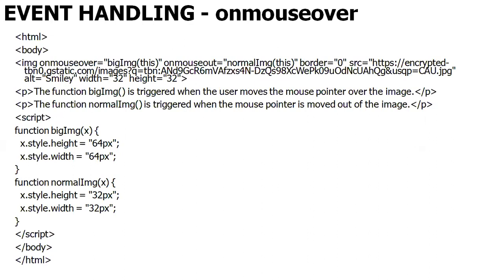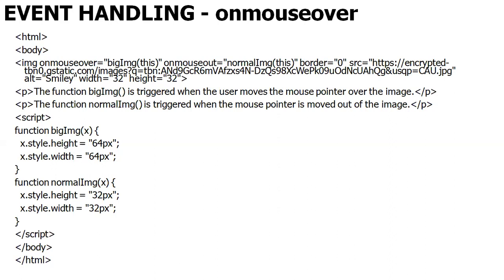For event handling, the HTML tag should be open and the body tag should be open. In the image tag we have to put onmouseover for the big image and onmouseout for the normal image. Two functions can be given here. Function bigImg: x.style.height and x.style.width are 64 pixels. For the normal image, x.style.height and x.style.width are 32 pixels. Then border equals 0, and src is the path of the image. We have to mention that.